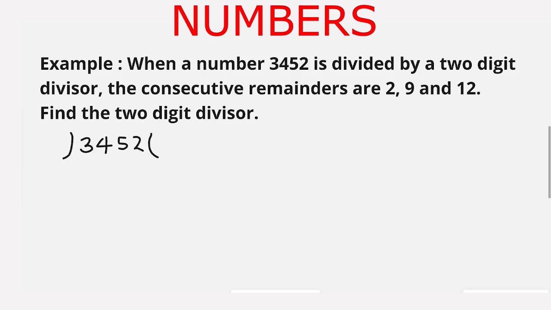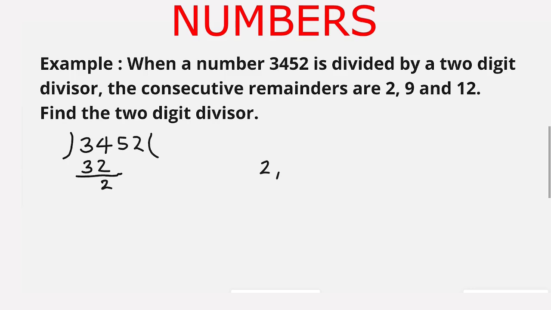The first remainder is 2, so I write the first remainder, and 34 minus 2 is 32. If a divisor divides 3452 and the first remainder is 2, then that divisor on dividing puts a number 32 so that 34 minus 32 is 2. So the first remainder is 2.